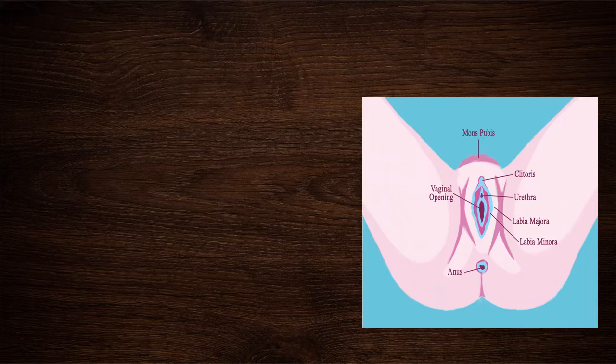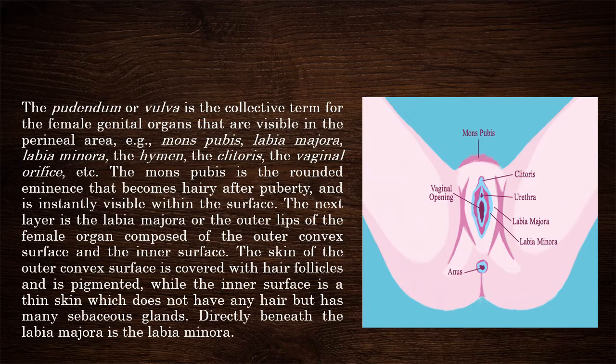Before proceeding with our discussion of the elements of rape under the first paragraph of Article 266-A, let us first familiarize ourselves with the external female genitalia. Now, the pudendum or vulva is the collective term for the female genital organs that are visible in the perineal area, as you can see in the picture. It comprises the mons pubis, the labia majora, labia minora, the hymen, the clitoris, and the vaginal orifice, of course.